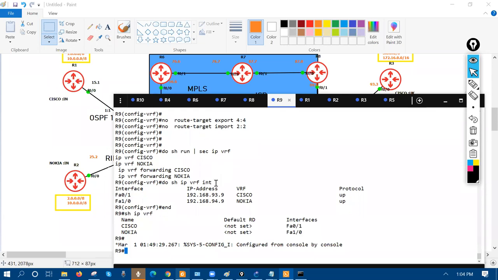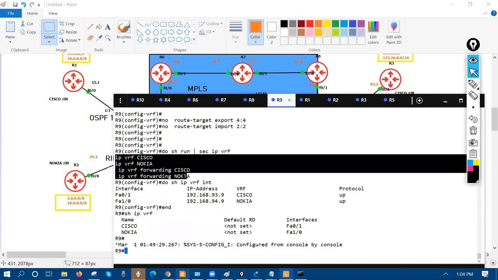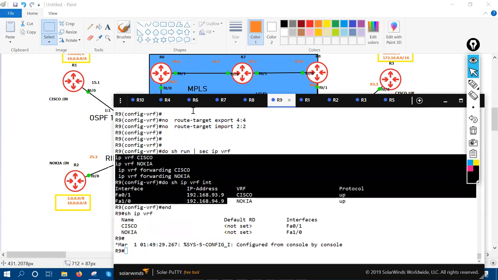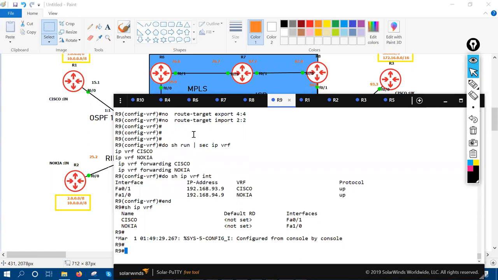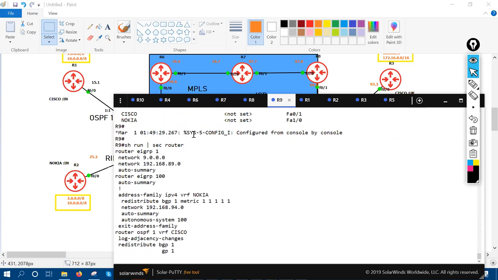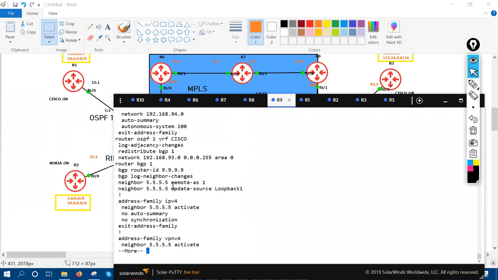Sir, one minute. Can you just show run whatever is there on that router? One second, just the VRF configuration. On a VRF, only VRF Cisco and Nokia, and these two interfaces calling the VRF. That's it. And other than that, there is some redistribution also on that. Can you just show what is there on the router? Yes, redistribution must be there.